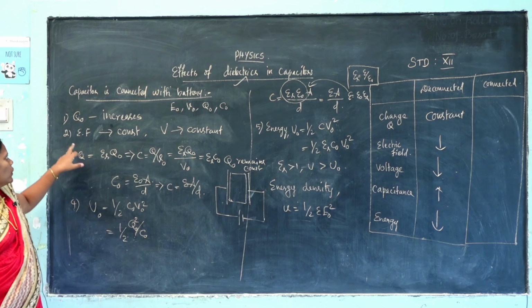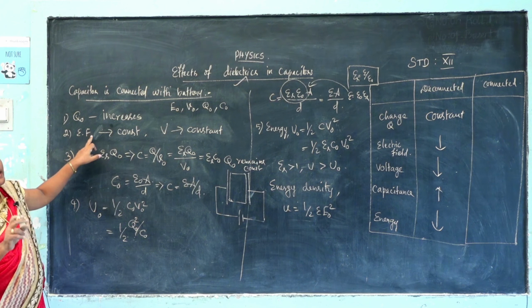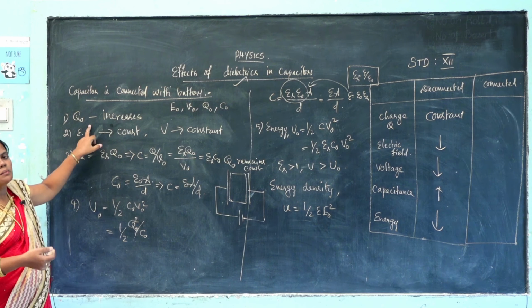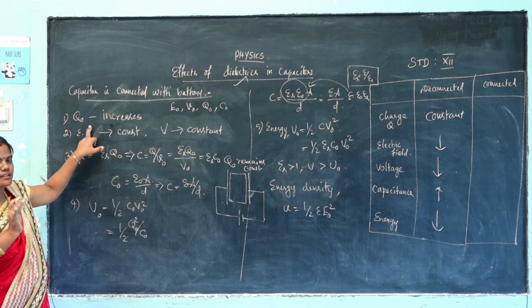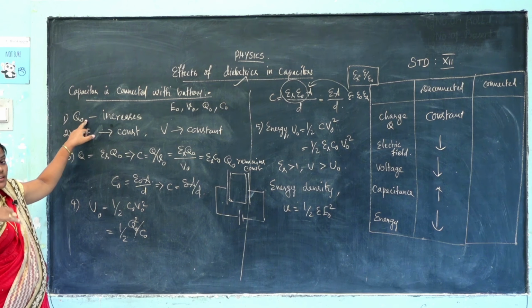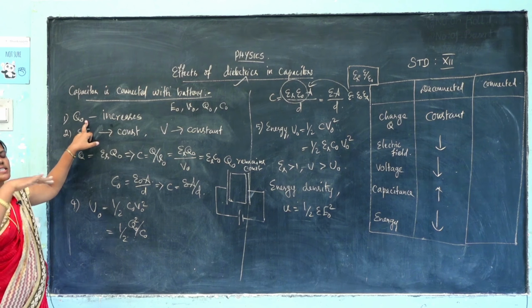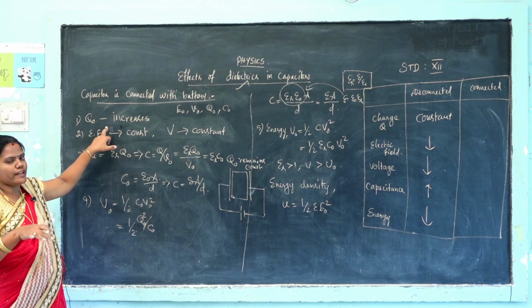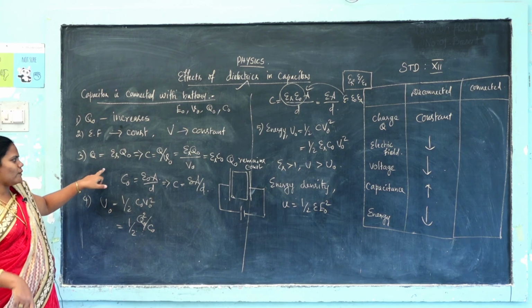Okay, so in the first case the battery was disconnected, the dielectric was inserted, and Q was constant. But in this case the battery is always in the connection position. Because it is connected, the charge will continuously increase. In the first case the charge was constant; in this case the charge increases, so you have to calculate the charge also. So how will you calculate the charge, ma?